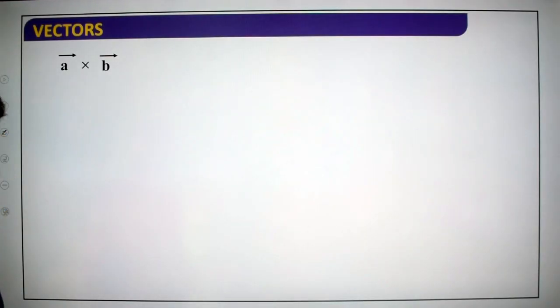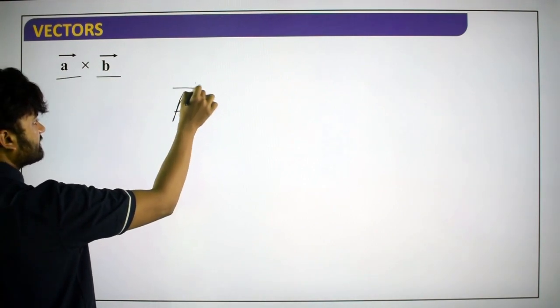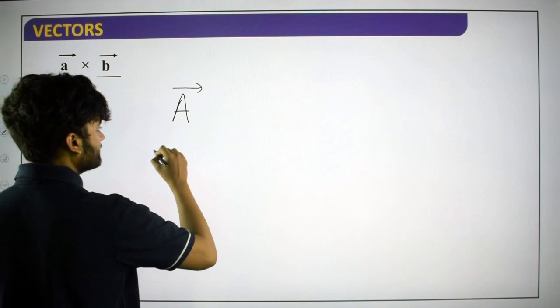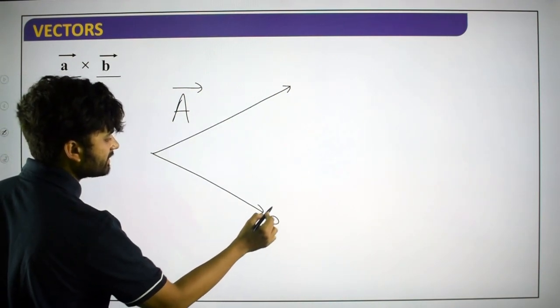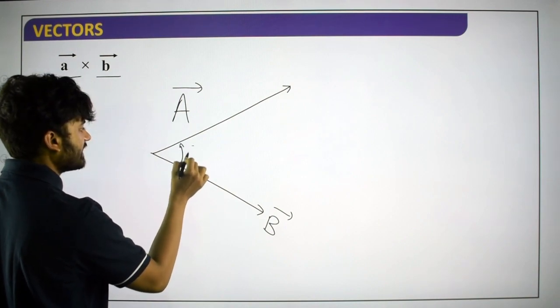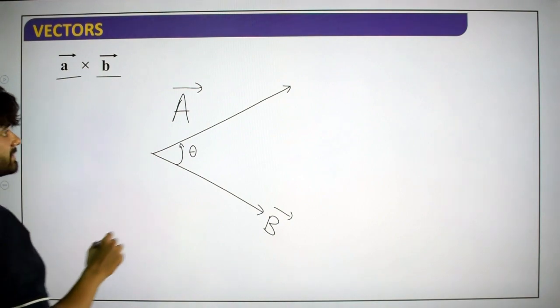So what is actually a cross product? Let's say this is your A vector, and similarly this is your B vector, and this theta is the angle between these two vectors. Now you have to find out A cross B. So what is A cross B?